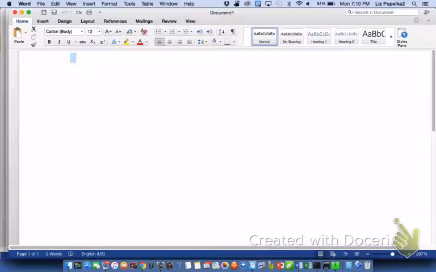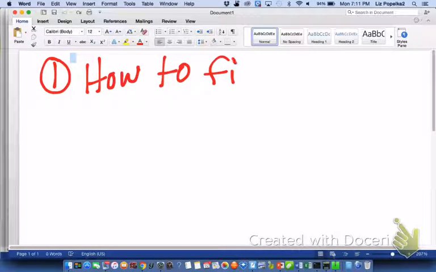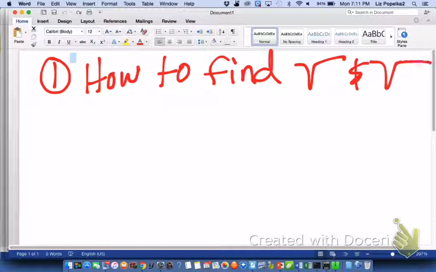Today I'm going to walk you through how to solve some equations using square and cube roots, and there are a few things we need to make sure we know. The first thing we need to remember is how to actually find square and cube roots, and you are allowed to use your calculator.